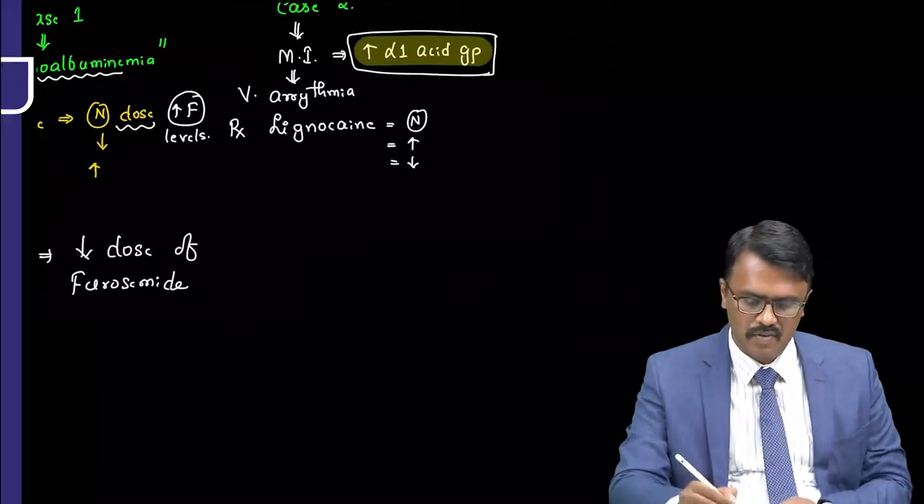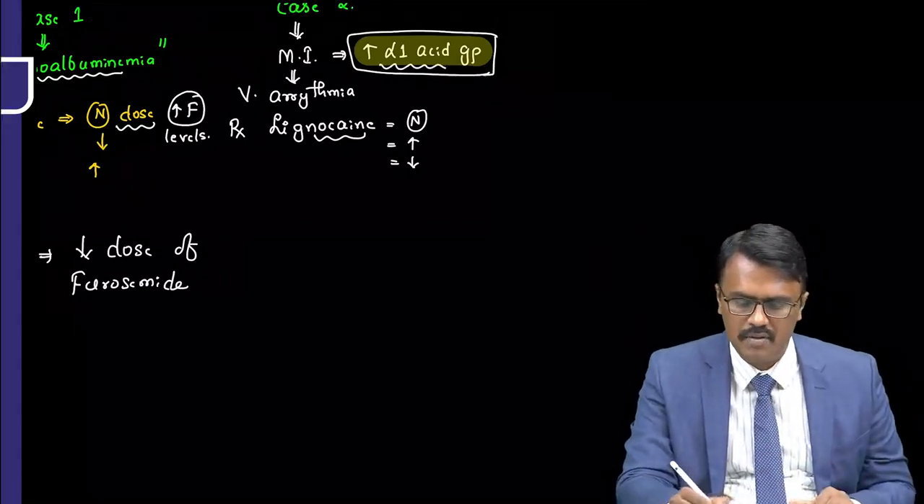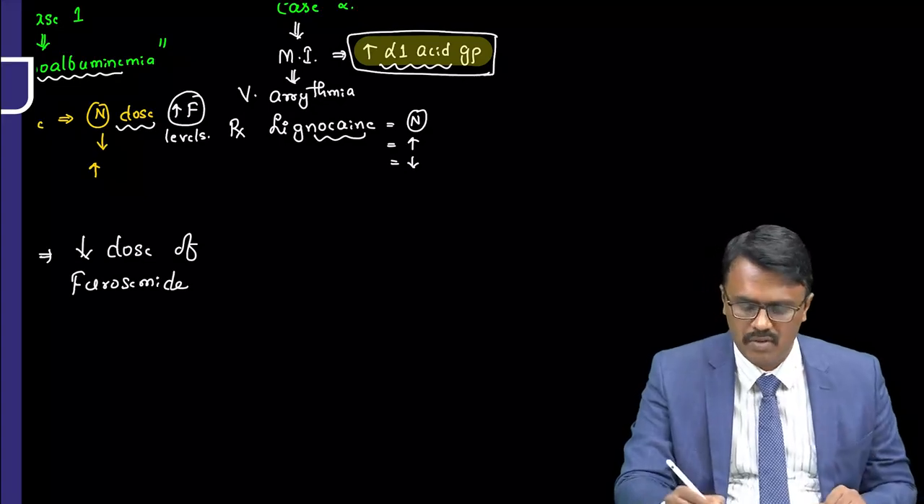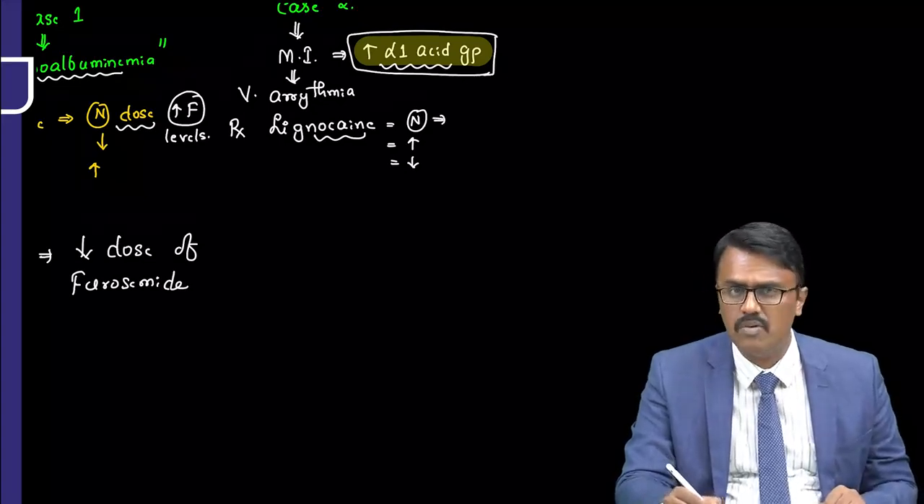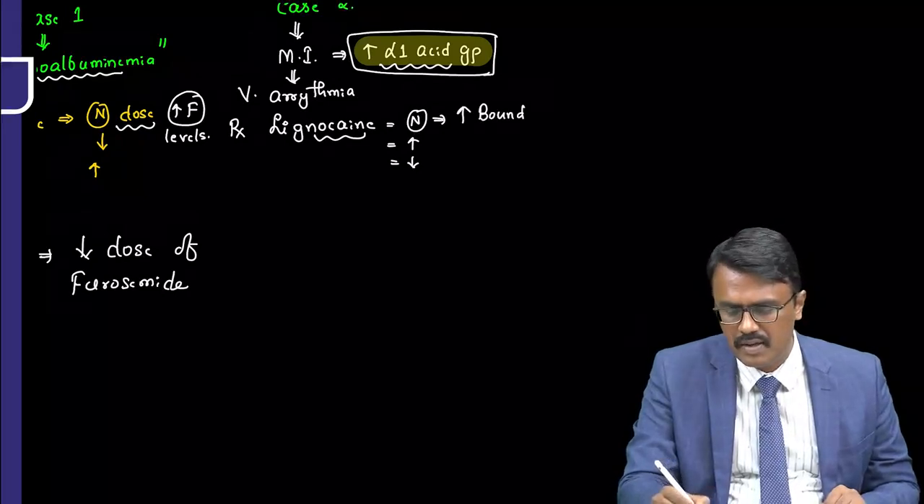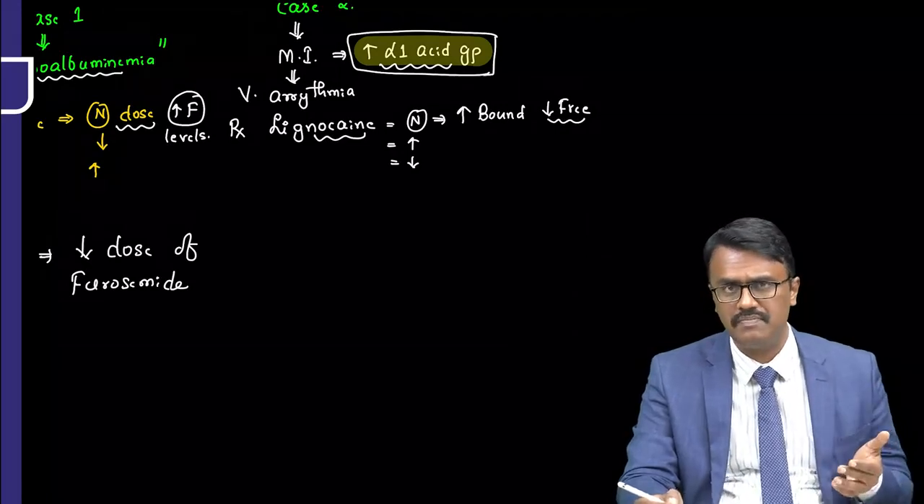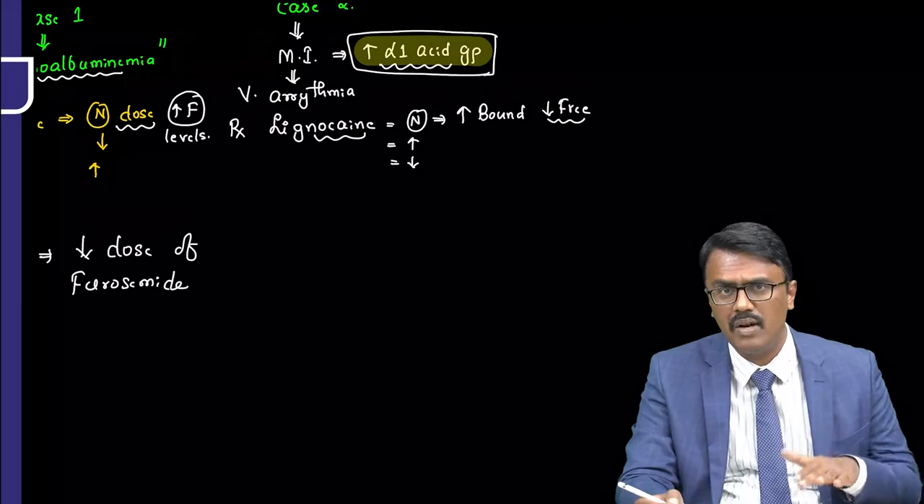Case 2 patient, we have to give lignocaine, and I told you in inflammatory conditions the alpha 1 acid glycoprotein increases. So when I give the normal dose, what happens? There are more proteins, so there is an increase in the bound form and a decrease in the free form. So what happens now? If the free form is less, will the drug be able to work normally? No, it will work less.